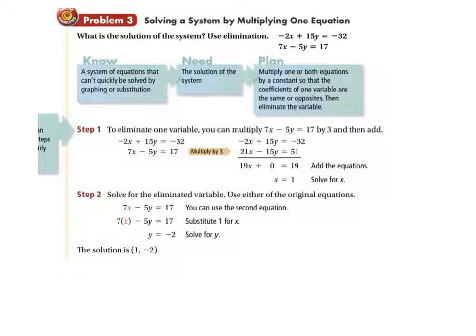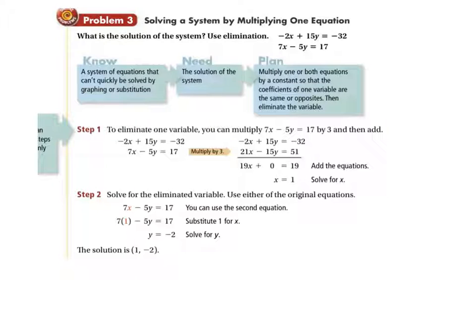Okay, so far we've been, you can call it lucky. The variables match up, so you can eliminate one pretty easily. But that's not going to always be the case. If we take a look at this example up here, none of them match up. There's no 2 and negative 2 or 15 and negative 15 or something like that. But I do notice that here, if I multiply the bottom equation by negative 3 all the way through, I would end up with a negative 15 here and a positive 15 here.